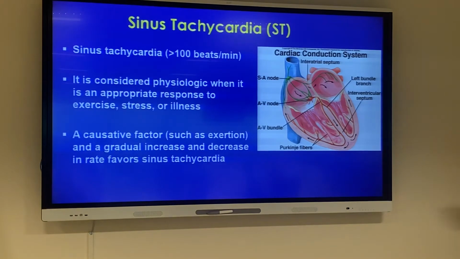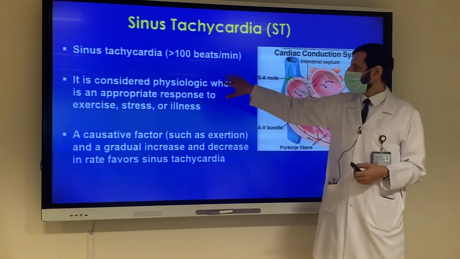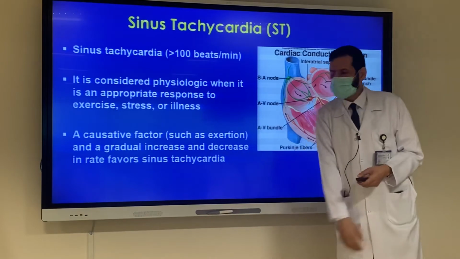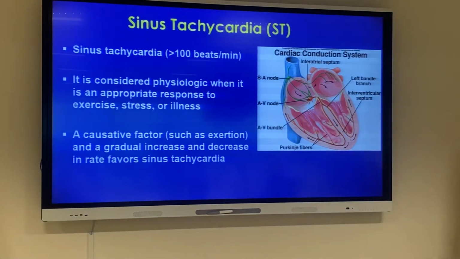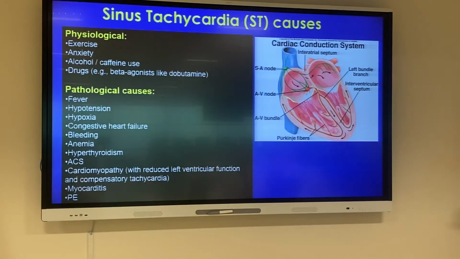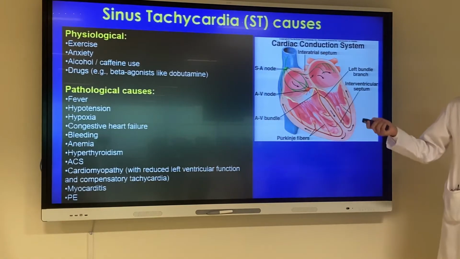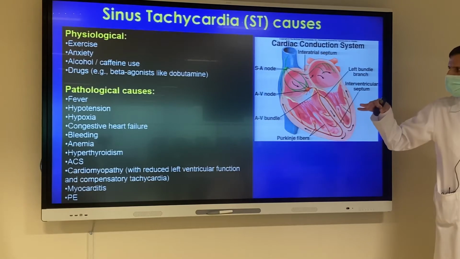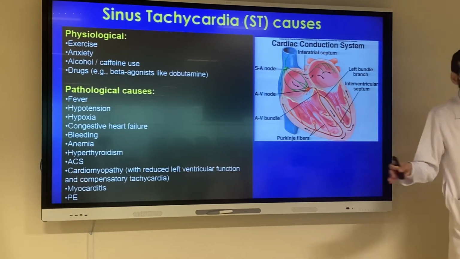So rate usually is above 100, and most of the time the sinus tachycardia is for physiologic responses. We can discuss in a minute. But there are some pathological diseases that can cause it. So what are the physiologic causes of sinus tachycardia? The commonest one, exercise, and anxiety, stress, it can cause it. Certain medication can cause it physiologically. Pathological causes like fever, hypotension, hypoxia, congestive heart failure, bleeding, anemia.